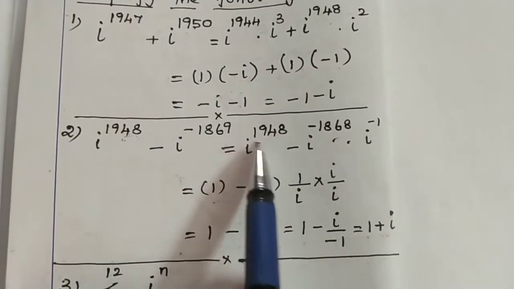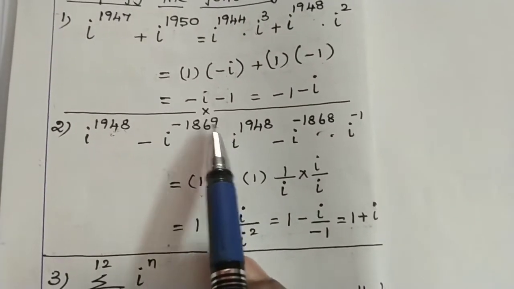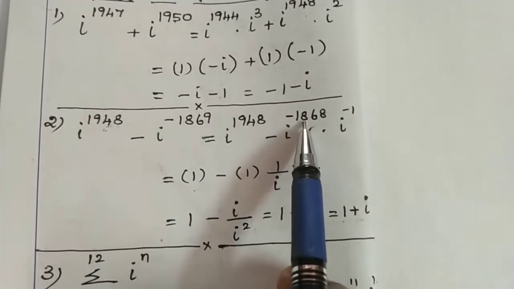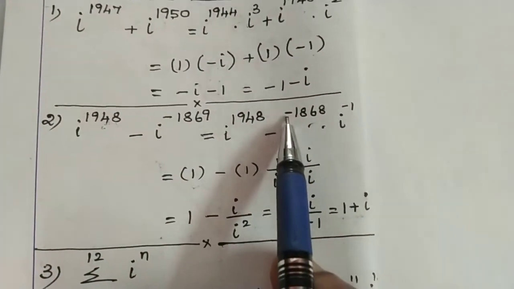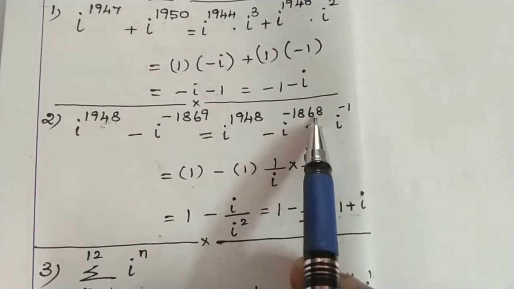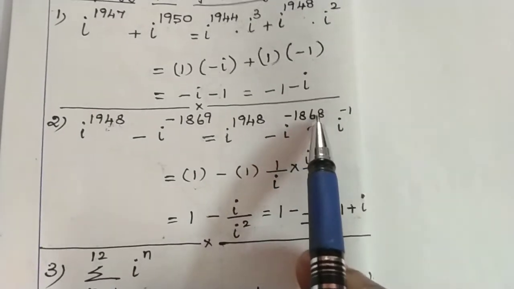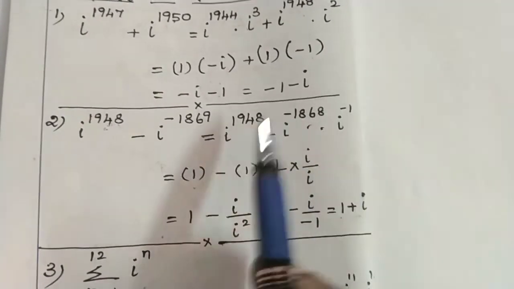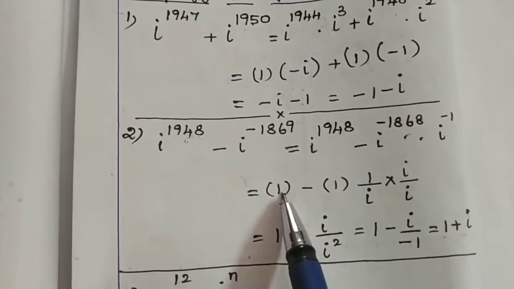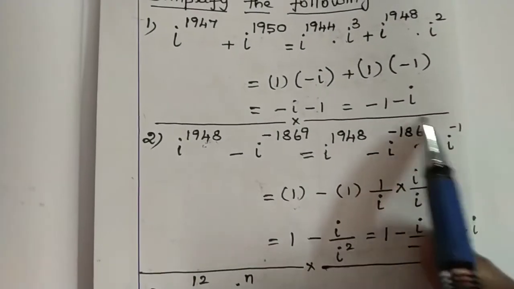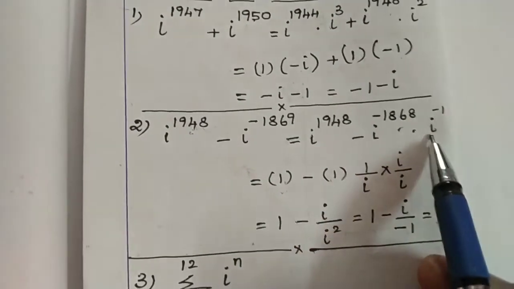1948 is a multiple of 4. Minus 1869: 1868 is a multiple of 4, and here also one minus is there. Then minus 1868 minus 1, so i power minus 1868 into i power minus 1. This one is a multiple of 4, so the value equals 1. Next, this one is also a multiple of 4, and this value equals 1. So we have i power minus 1.